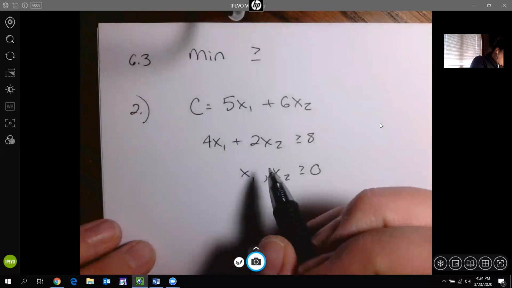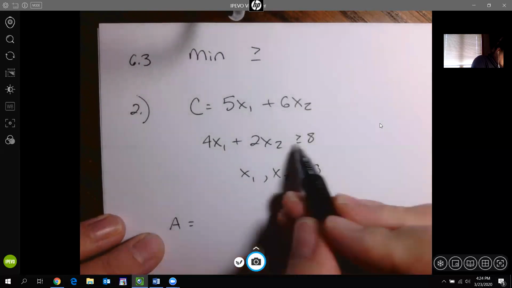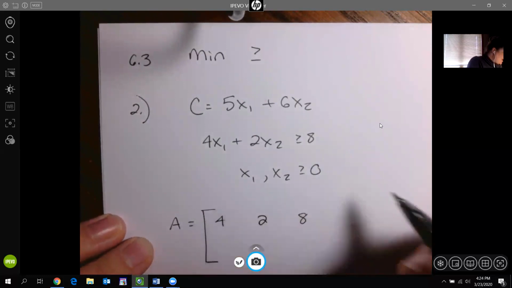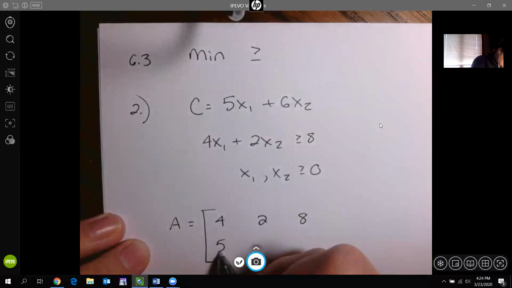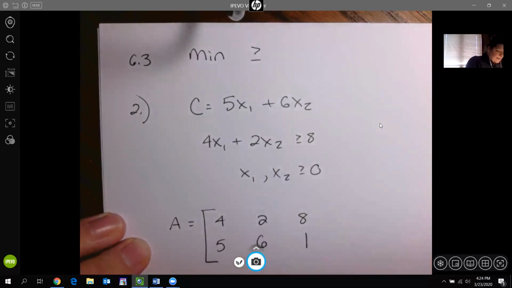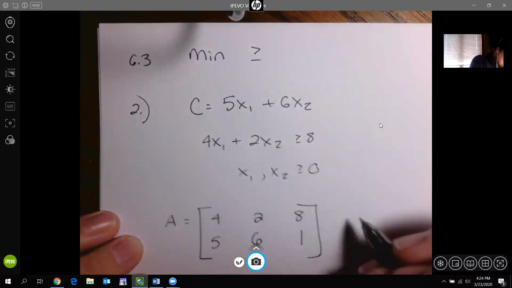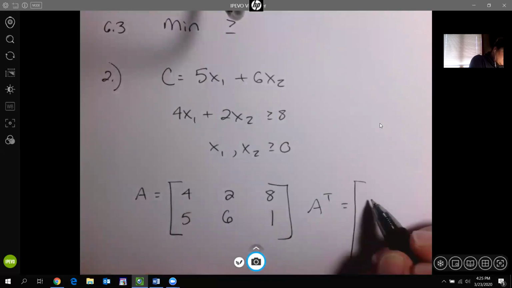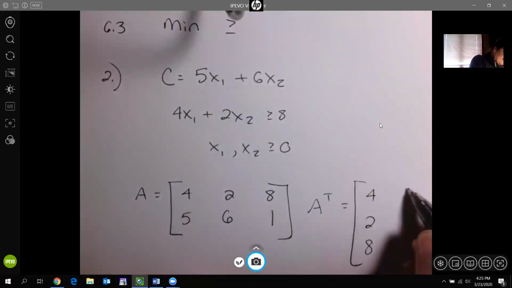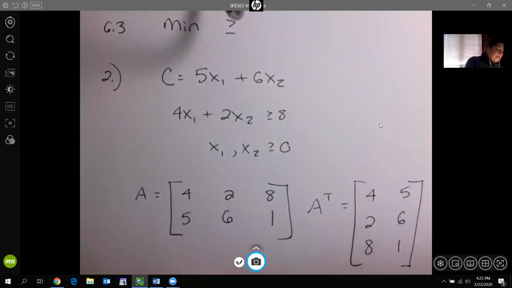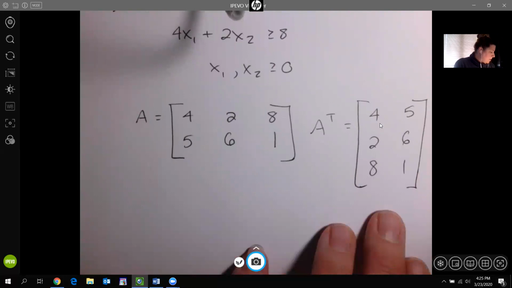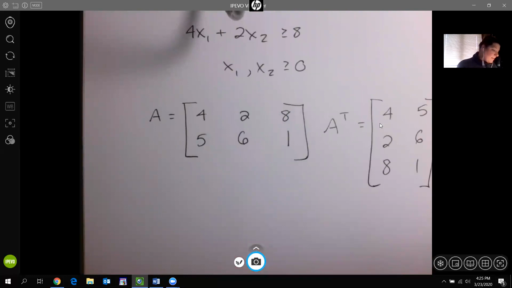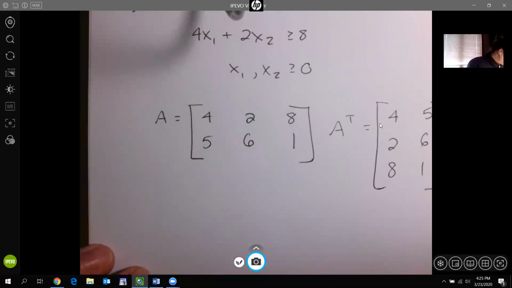So we're going to write our matrix with our constraints first. So it'll go 4, 2, 8, and then for this one, it would become 5, 6, 1 for profit. And then we're going to transpose this matrix. So instead of going this way, now this one will go 4, 2, 8 this way, 5, 6, 1 like this. Okay, we are then going to use our transpose matrix and we're going to write our new maximum problem from this.